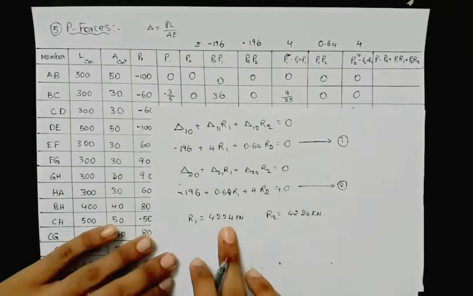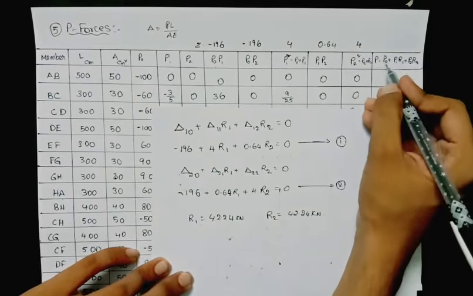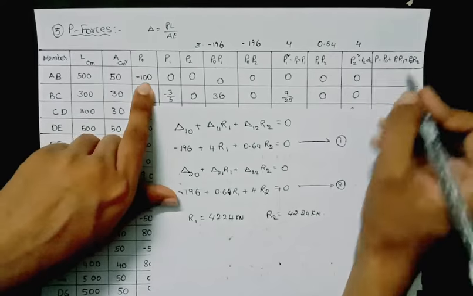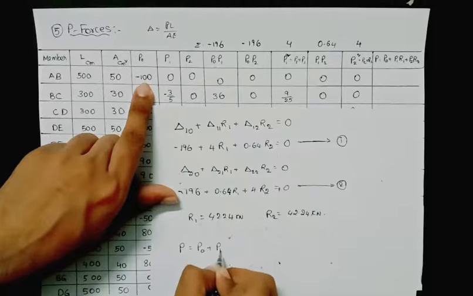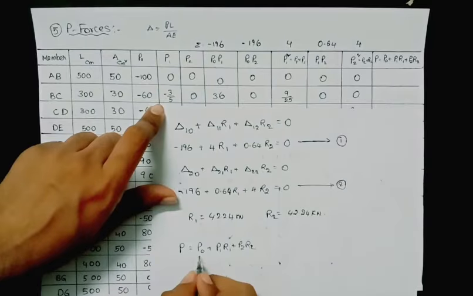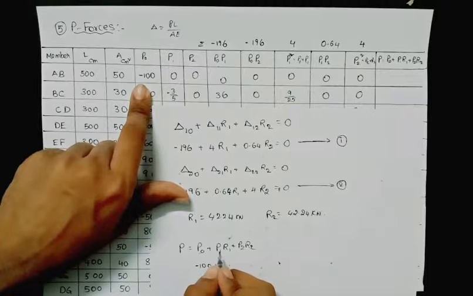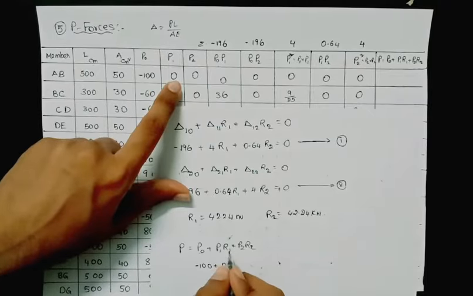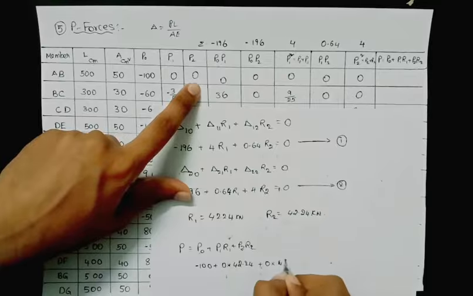Now what you will do is place these two values in this formula. So you know that P naught value is here minus 100. I am writing here for one member, I will calculate P is equal to P naught plus P1 into R1 plus P2 into R2. That is the formula which is given here. So P naught value for AB member is minus 100. P1 value is 0 into R1 value 42.24 plus P2 value is again 0 into R2, it is 42.24. Therefore it will be minus 100.